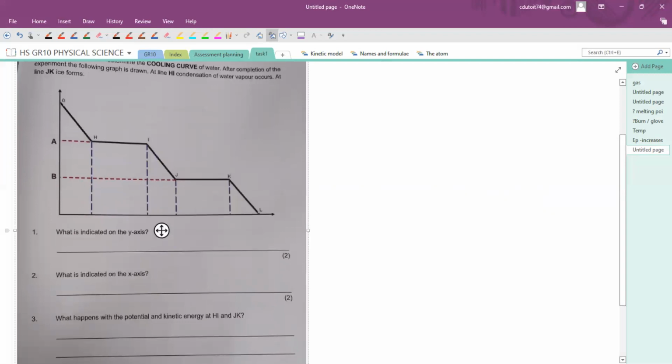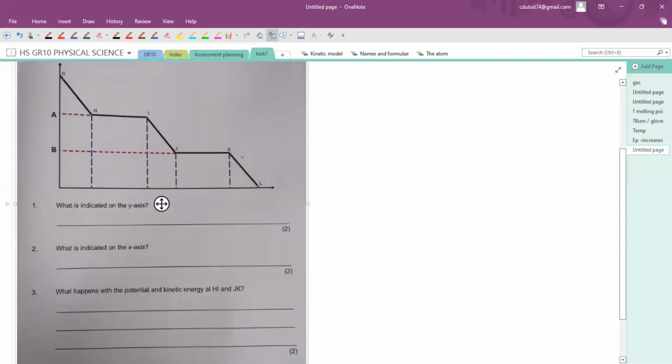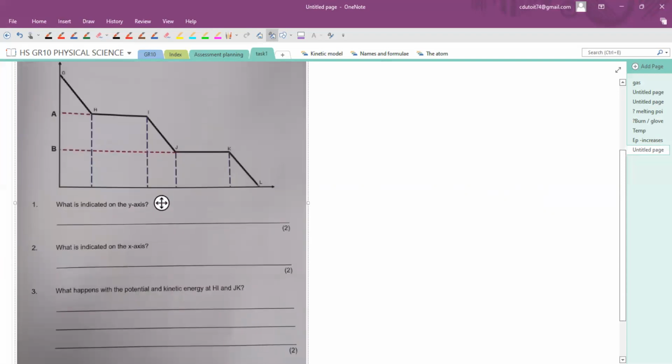What is indicated by the x-axis? Well, time in, I don't know, minutes or seconds. It doesn't matter. We don't know. What happens with the potential and kinetic energy at IJ and JK? Okay, that you know already. In these horizontal lines, the kinetic energy remains the same and the potential energy will decrease. Important. Potential energy will decrease here.